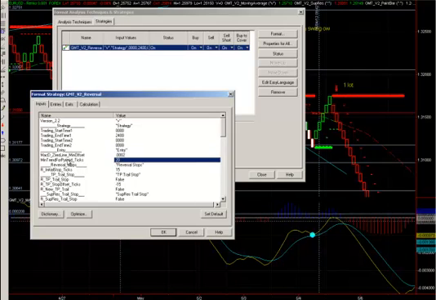The minimum trend before you take a pyramid trade, you can nominate that. It can be 20 pips, 40 pips, 80 pips. You can decide exactly, and the higher you make that number, obviously the less trades you're going to get, because you're going to be filtering out a lot of the pyramiding trades.